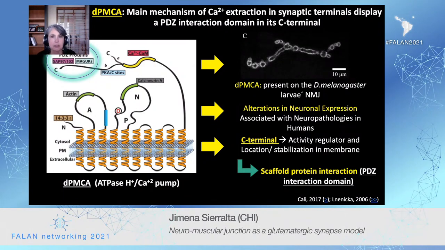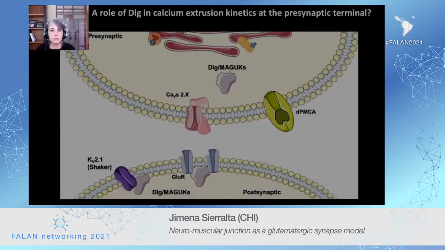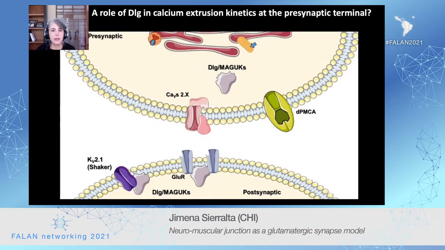Also, in the C-terminus of the PMCA proteins, there is a PDZ domain, or PDZ interacting domain, that could interact with MAGUK proteins. So, for a long time, in my lab, we have been interested in the role of the MAGUKs in the synapse. We explored and demonstrated several features of the DLG MAGUK in Drosophila melanogaster on the postsynaptic side of the synapse of the neuromuscular junction.